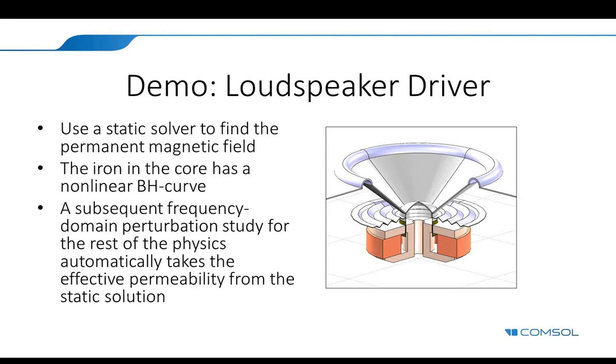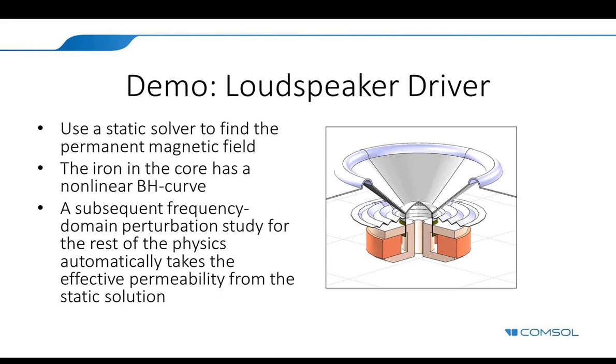Just a few more things that I wanted to mention before we get going with the model. We are going to use a static solver to find the permanent magnetic field. It is a fairly strong field, and the iron in the core is just barely capable of supporting it. More precisely, the iron has a nonlinear BH curve. So it's highly permeable if you just apply a small field, but if you apply a higher field, it's going to gradually become saturated. This effect is included in the stationary study.